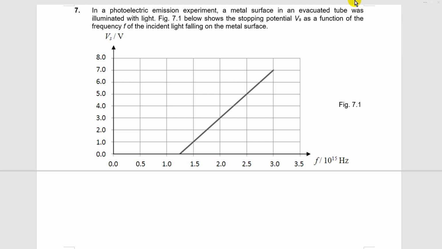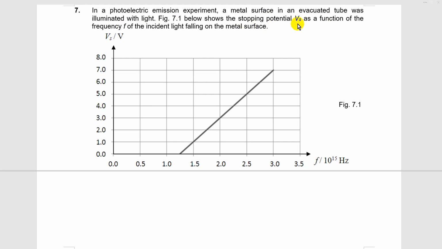Quantum 1 tutorial question number 7. Okay, here we have a photoelectric effect emission experiment. A metal surface inside an evacuated tube was illuminated with light. So we have a light falling on a piece of metal surface.